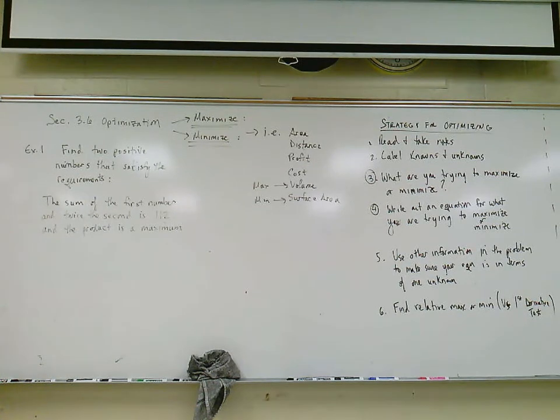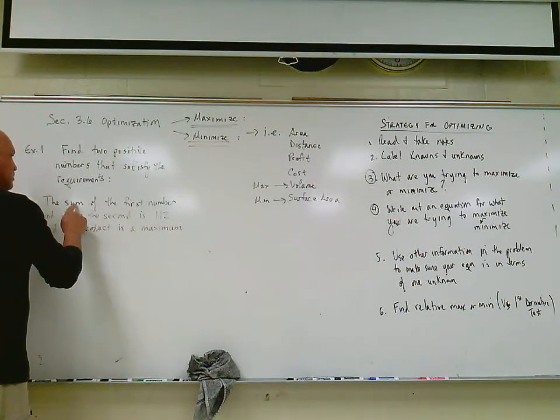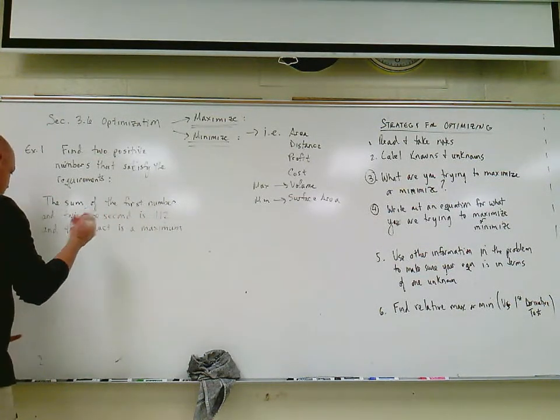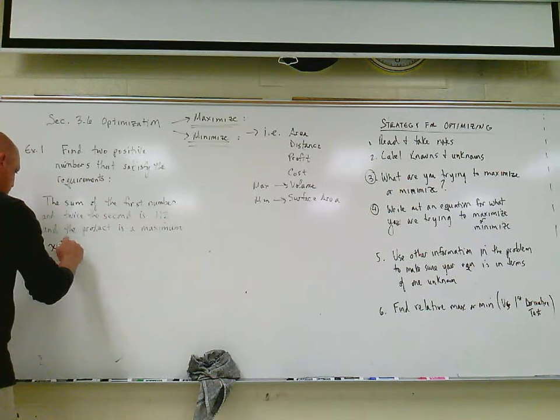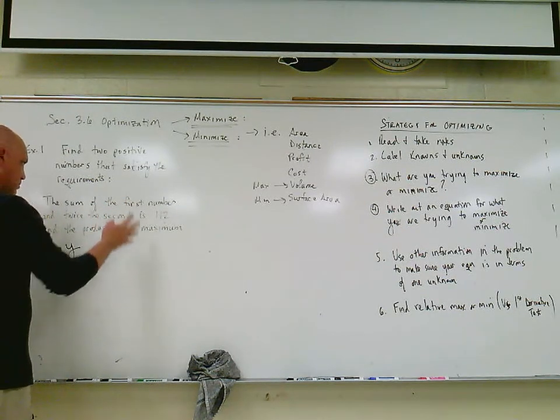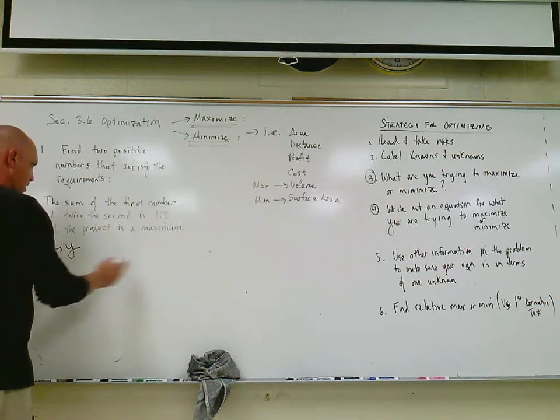What are usually the two variables you use most of the time? X and Y. So what do I know? Here's the information given: the sum of the first and twice the second is 112. So my two numbers are going to be X and Y. I'm going to take whatever the information is here and write it out.